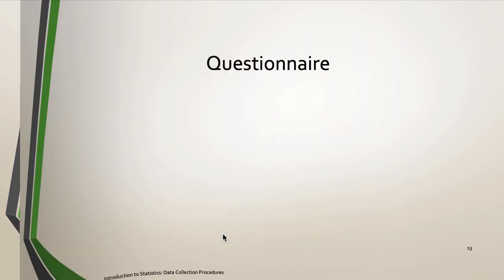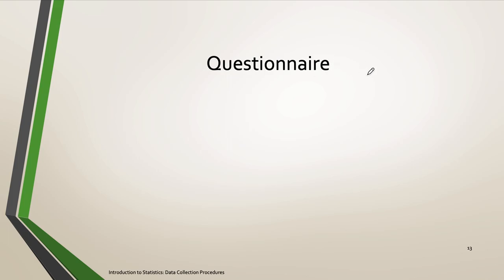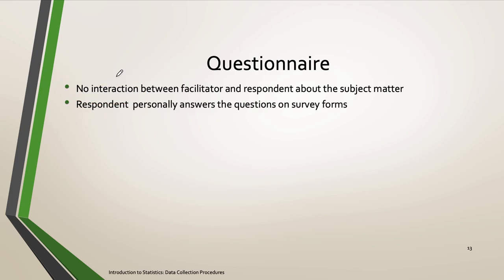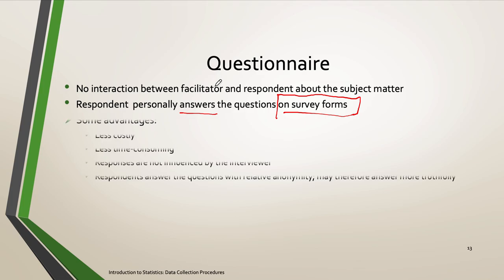For the questionnaire method, this is the most common one. We usually use the survey questionnaire. There is no interaction between the facilitator and the respondent, that is, the researcher and the elements in the population. Respondents personally answer the questions on the survey form. So what we have here are the survey forms. They answer it personally, and these are some advantages for the questionnaire.